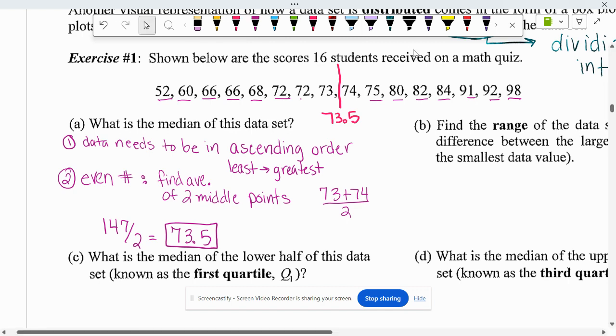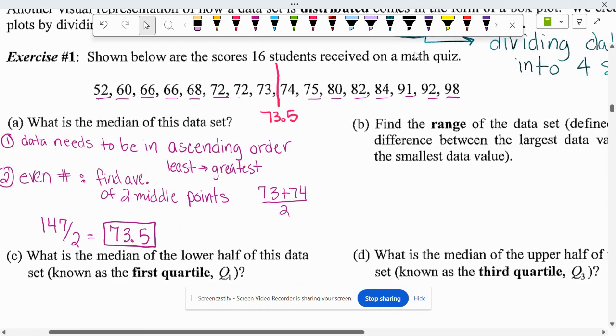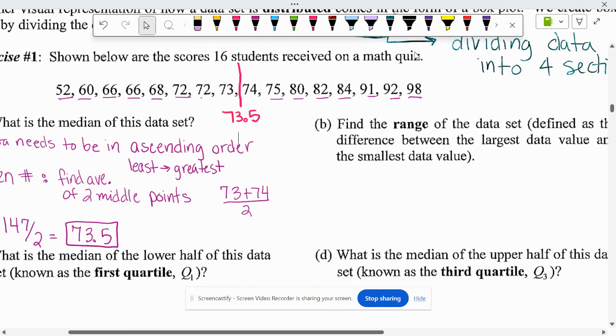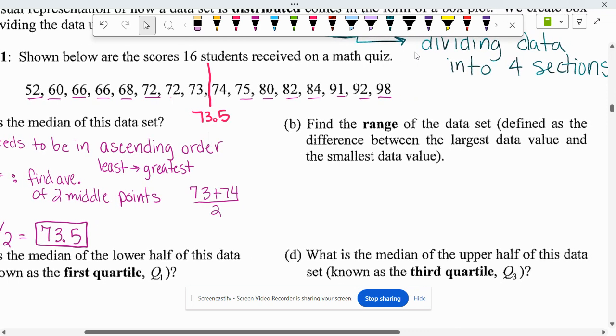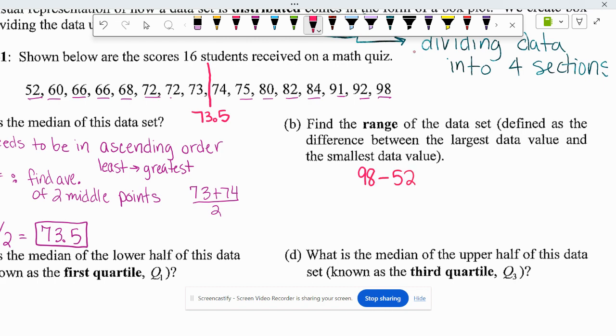Okay. Question B says find the range. And remember, that's the largest minus the smallest. So what's that going to look like? 98 minus 52 is 46, so my range is 46. Do we feel good about that?